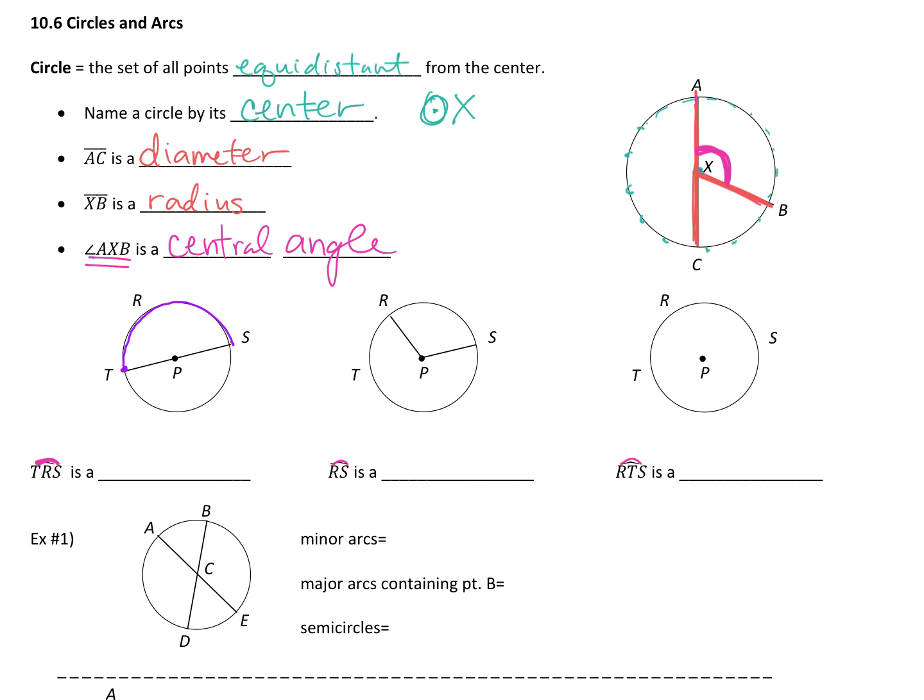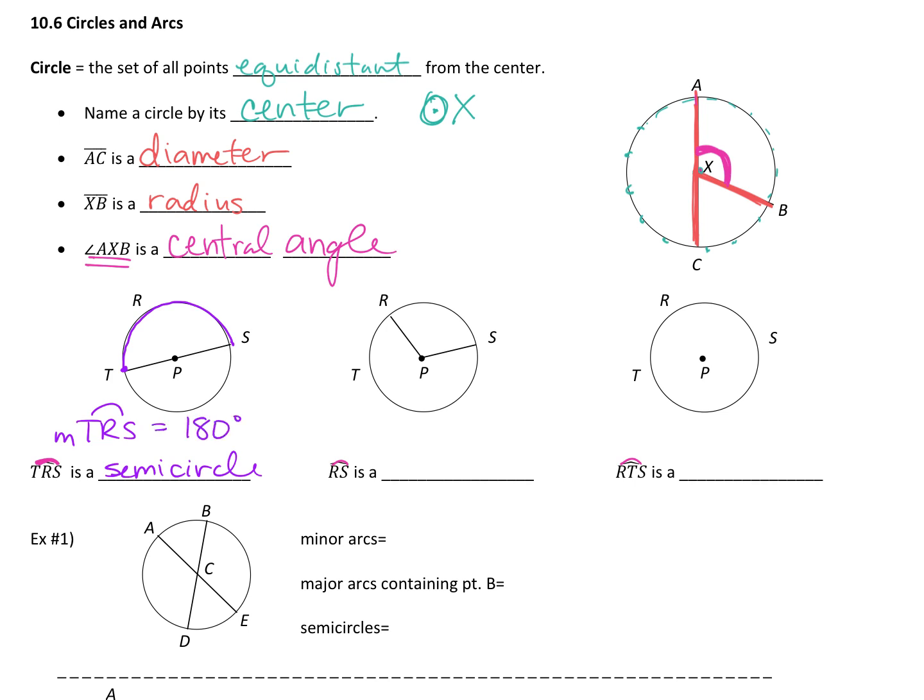Can anyone tell me what we call an arc that looks like that? It's not major, but it's 180 degrees. We call it a semicircle. Right? It's half of the circle. So when the arc is half of the circle, it's a semicircle. Okay, we would say the measure of arc TRS, in other words, how many degrees it is: 180 degrees.